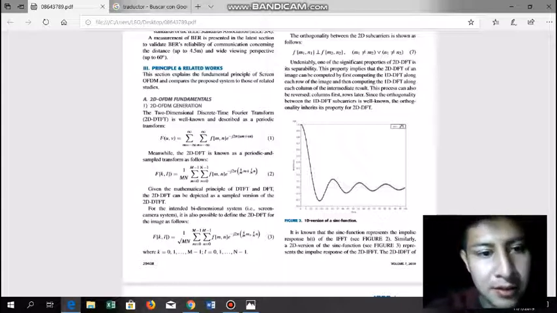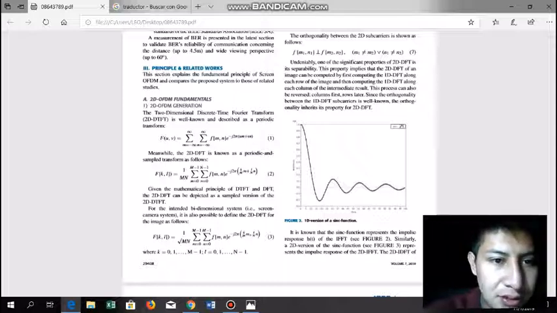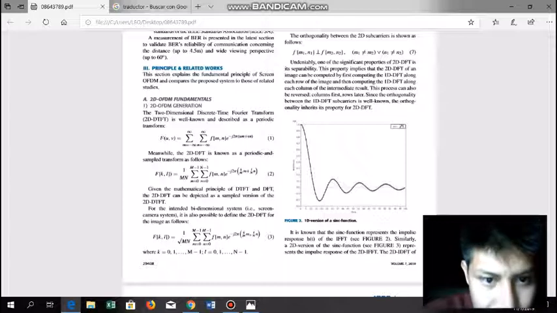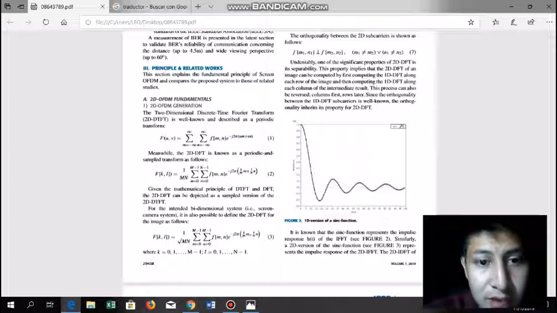And the point A is 2D OFDM fundamentals. The two-dimensional discrete time Fourier transform, the DTFT, is well known and described as a periodic transform. Meanwhile, the 2D DFT is known as a periodic and sampled transform as follows.